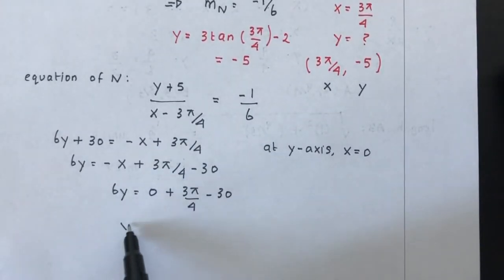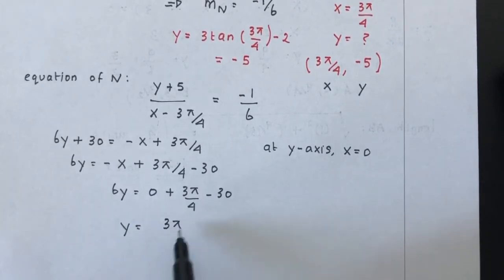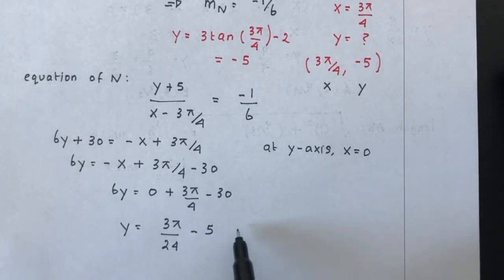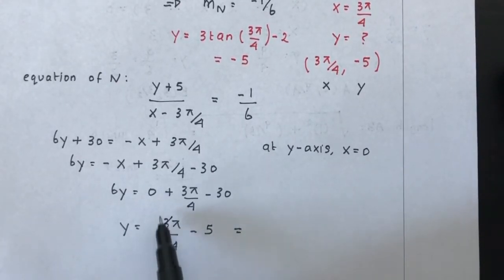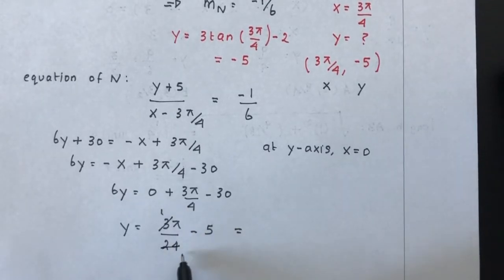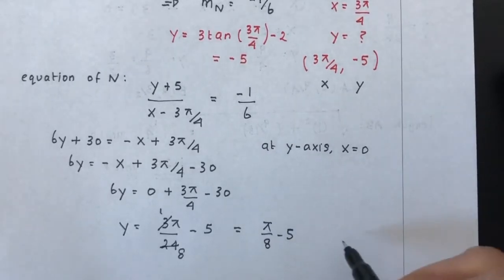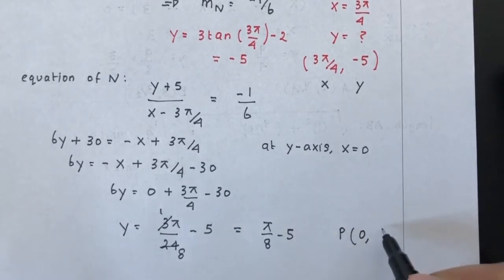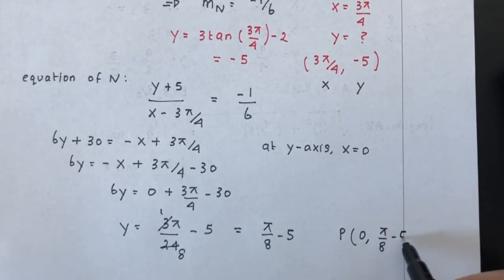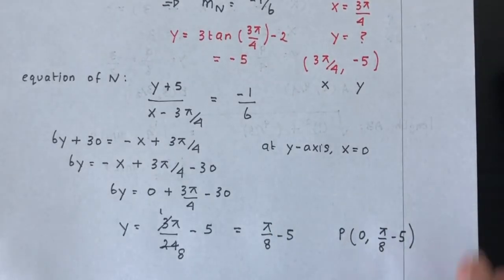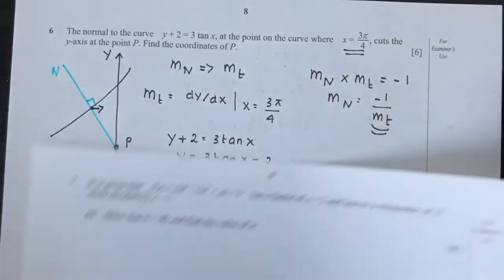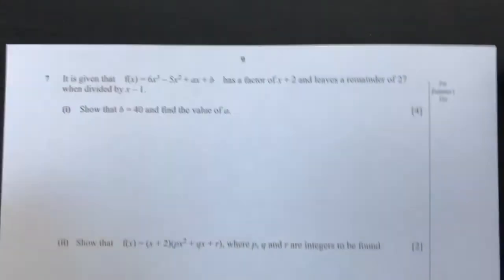So basically y is equal to 3 pi over 24 minus 5 divided by 6, right? You can simplify this by dividing by 3. That'll be 1, that'll be 8. So pi over 8 minus 5. So the point P will be x is 0 and y is pi over 8 minus 5. This will be your answer for question number 6. Okay, now let's move on to question number 7.